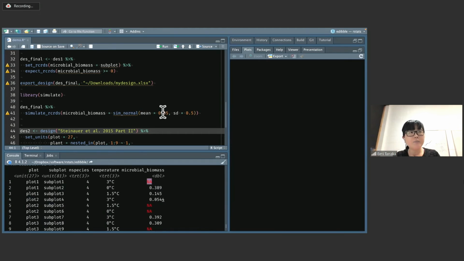And this part here can also be based on the terms in the other one. So you can actually do it according to the number of species or temperature and assign different effects for it. So it's a bit more realistic than assuming the whole thing is generated from a normal distribution.